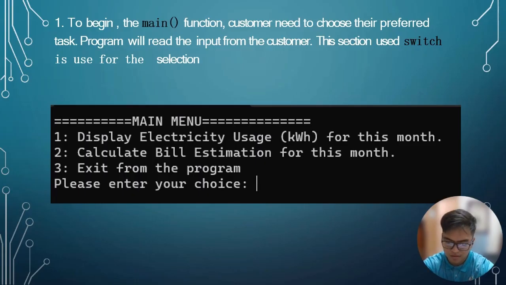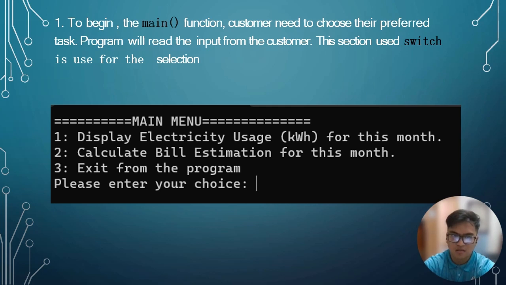Today, we're going to build a program written in C language to allow customers to calculate their energy usage and estimate their monthly bills. To begin the main function, the customer needs to choose the preferred task. The program will read the input from the customer. A switch statement is used for the selection.